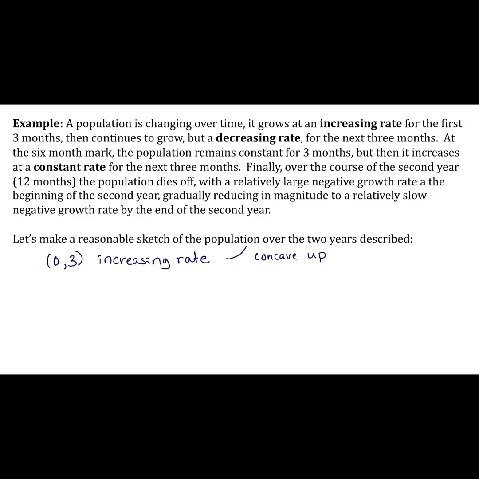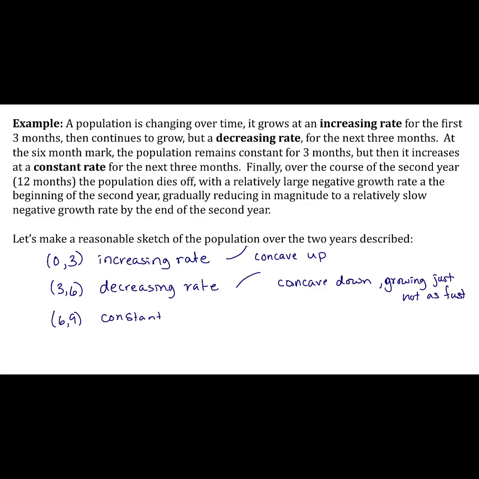And then it continues to grow, but at a decreasing rate for the next 3 months. So from 3 to 6 months, it's growing at a decreasing rate. That's telling us we're still increasing, but now we're concave down. So we're growing, just not as fast. Then it says at the 6 month mark, the population remained constant for 3 months. So for 6 to 9 months, it's constant. So it's flat.